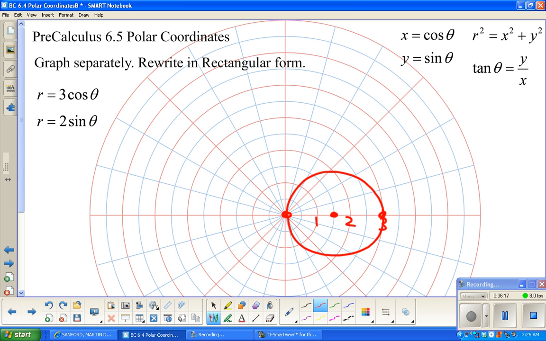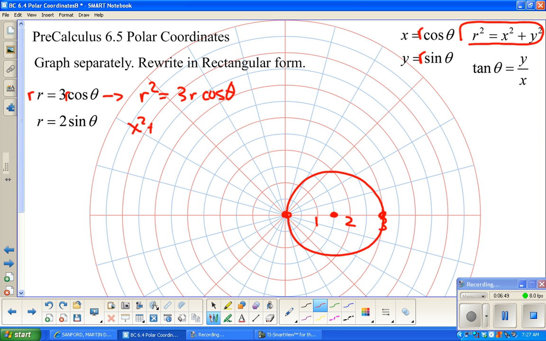Now again, in the last video, 6.4b, I believe it was, I did a lot of converting. So, I'm going to convert this. I'm going to multiply both sides by r. And just a reminder that what I'm looking for is r squared. Oh, these are supposed to have r in them. I hope I had those right in the last video. That's not good. So this is now r squared equals 3r cosine theta.